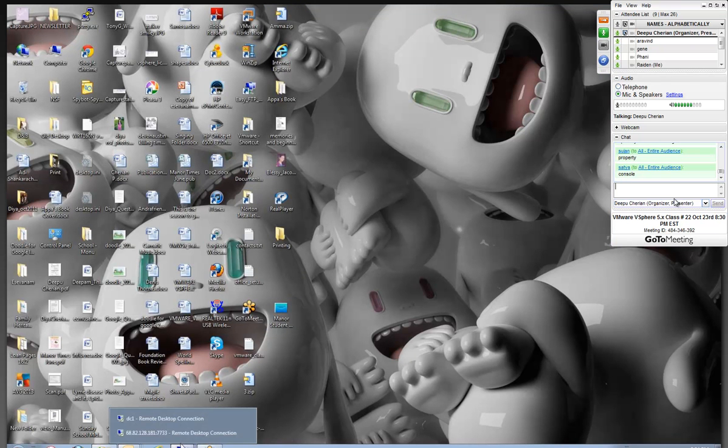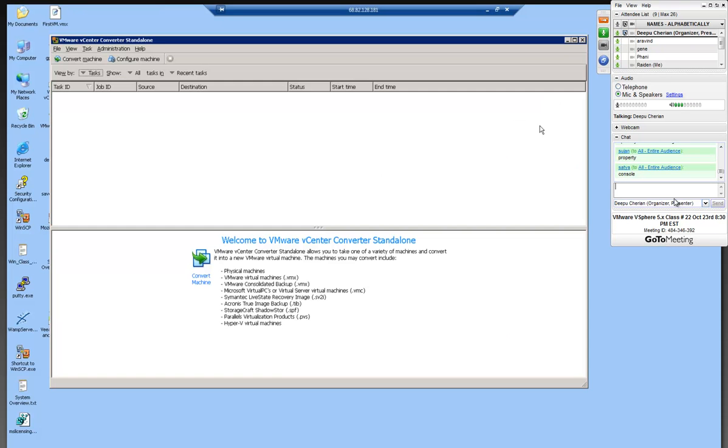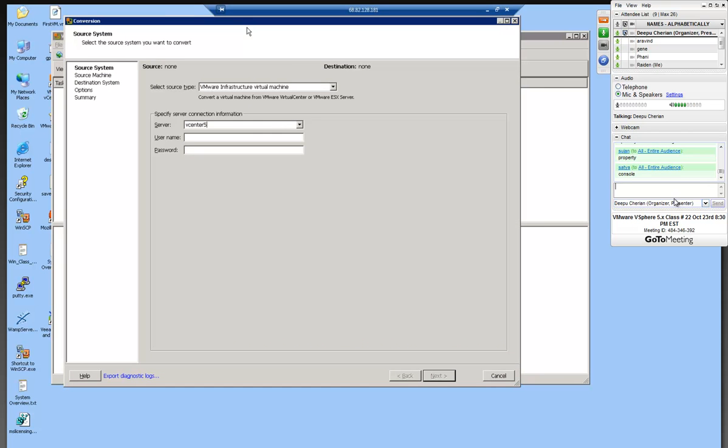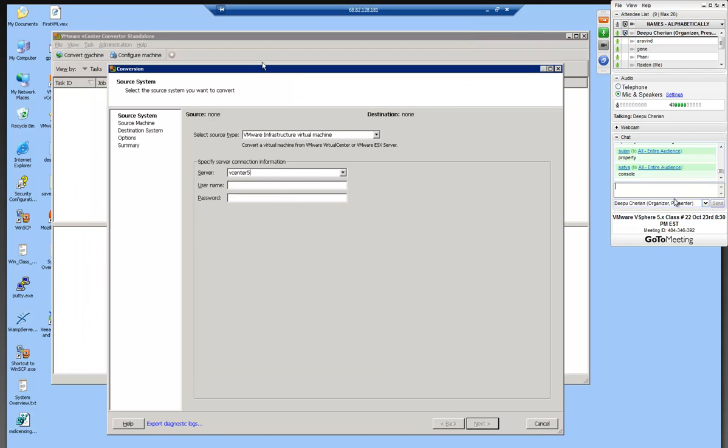To do the conversion, I'm going to the converter machine. Click on convert machine here. You know that first of all you need to do all the interviews and all. So now I decided, okay, I'm going to do that. It is a domain controller, but I'm not going to do a hot conversion. I'm just going to show you a hot conversion. So click on convert machine. You get this screen.